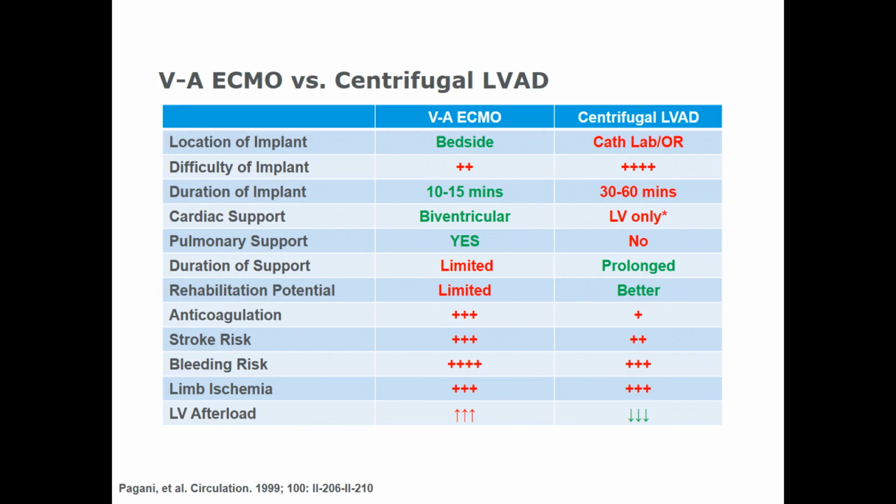In cases where there is clear need for both cardiac and pulmonary support, and there is need for urgent intervention at the bedside, VA ECMO is often the preferred strategy, since the time delay in instituting centrifugal LVAD support is typically greater. The downsides, as mentioned, are the need for more aggressive anticoagulation and the higher risks of stroke, bleeding, and ischemia, as well as the increase in LV afterload that occurs because of less LV unloading with this strategy.